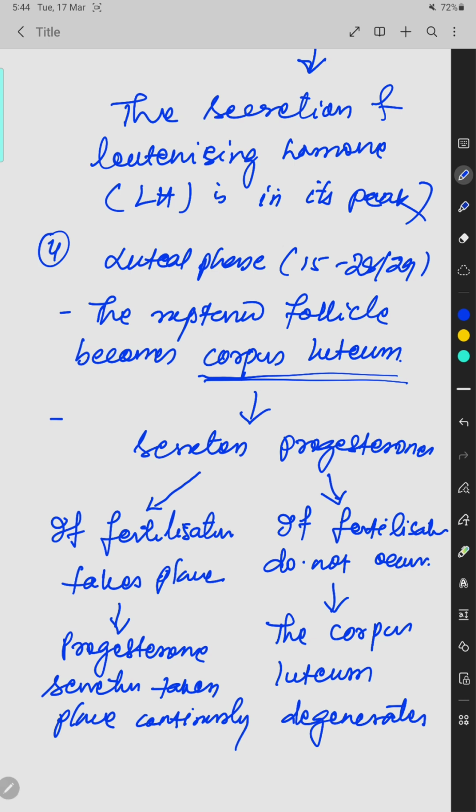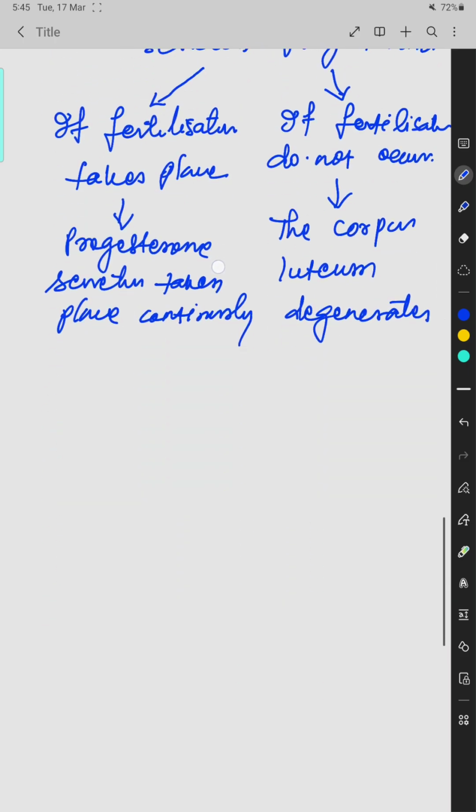Okay, so these are the events in the ovary that take place during the luteal phase. And remember children, generally during the menstrual cycle, one ovum from any one ovary is released. If in this menstrual cycle the ovum is released from the left ovary, then in the next menstrual cycle the ovum will be released from the right ovary, and very rarely ova are released from both the ovaries.